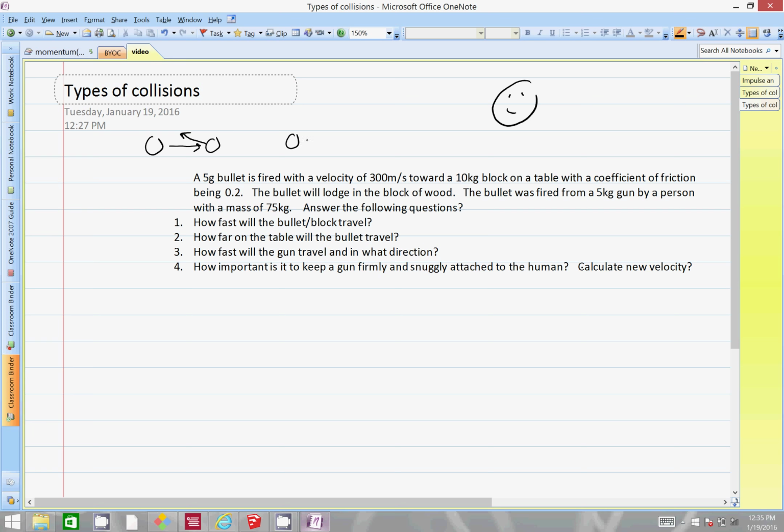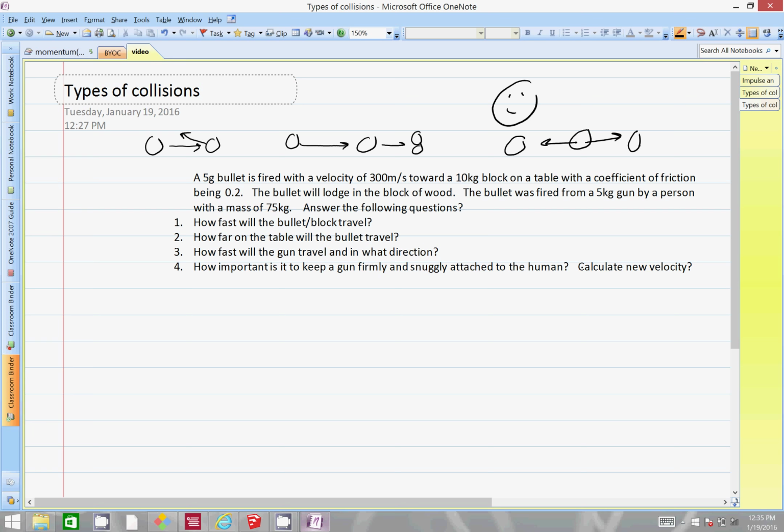We have another option where an object could bounce into another object and they simply continue on as one new unit. Or we could have a reverse collision where an object, you might say, explodes, where part of it goes one way and part of it goes the other way.